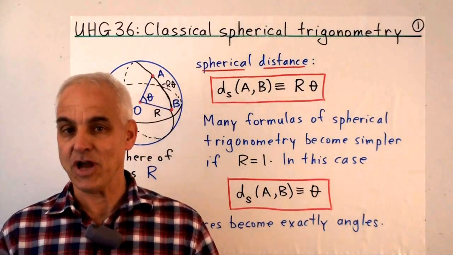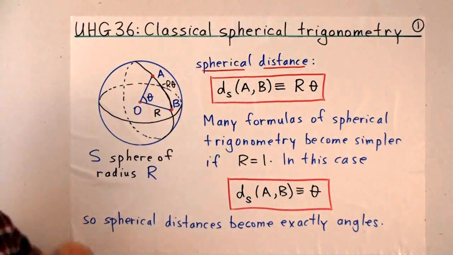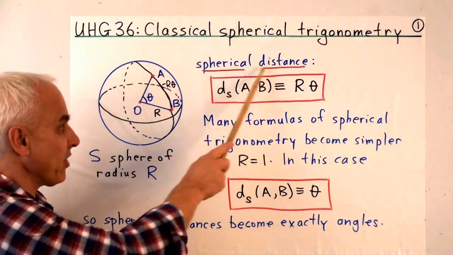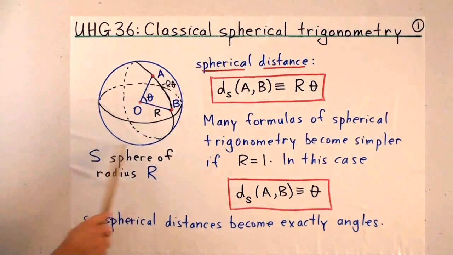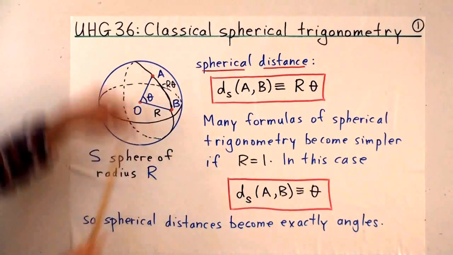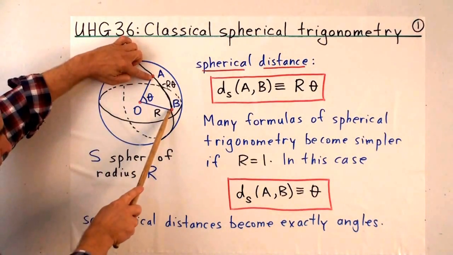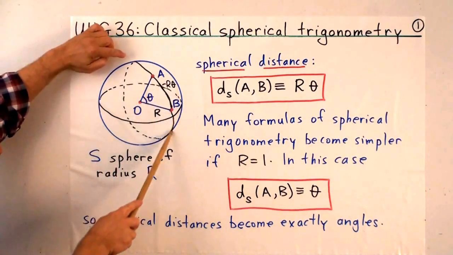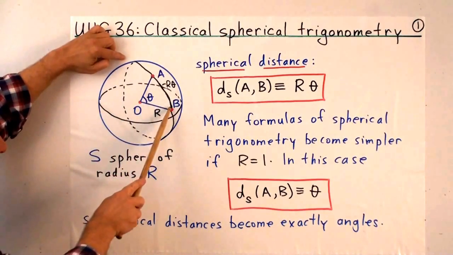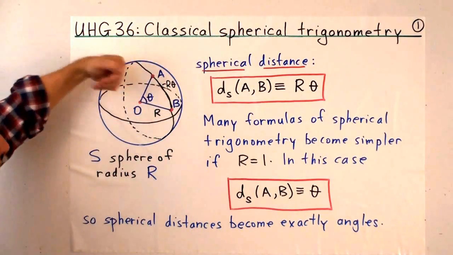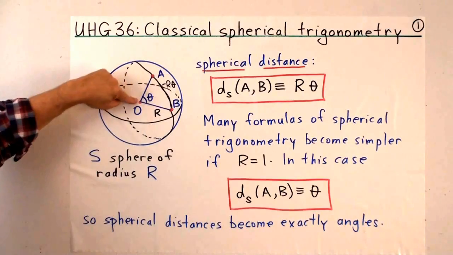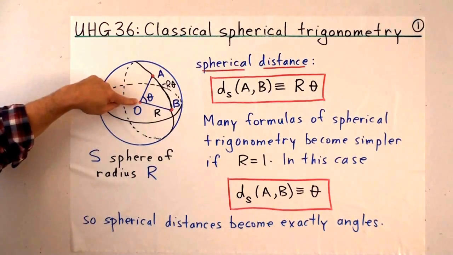So classical spherical trigonometry involves distances and angles on a sphere. Let's start with the idea of spherical distance. Here's a sphere. Here are 2 points, A and B on the sphere. Here's the line through A and B, which is a great circle. That means it's the meet of the sphere with a plane passing through also the center O.